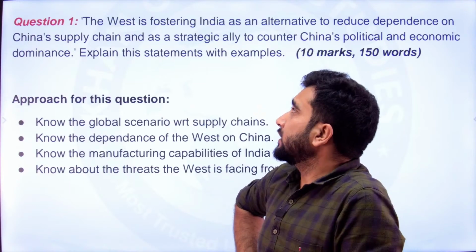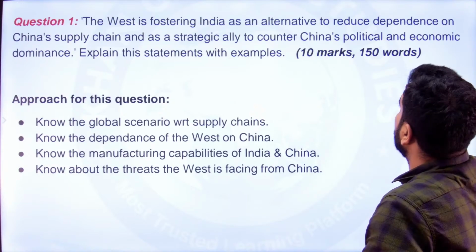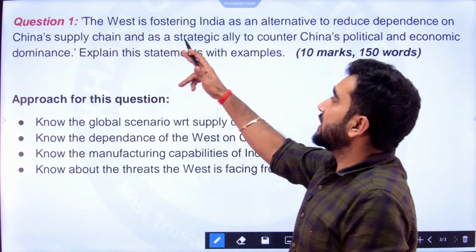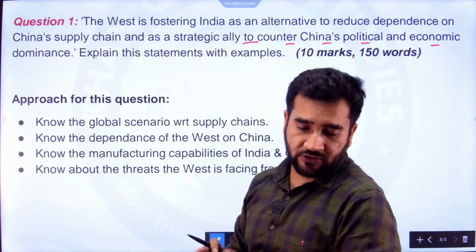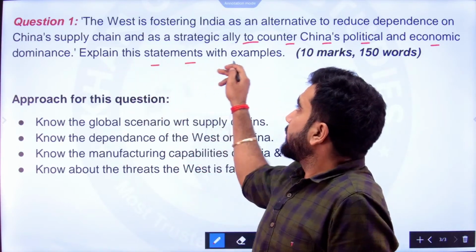Now, question number one: the West is fostering India as an alternative to reduce dependence on China's supply chain, as a strategic ally to counter China's political and economic dominance. Explain this statement with example.